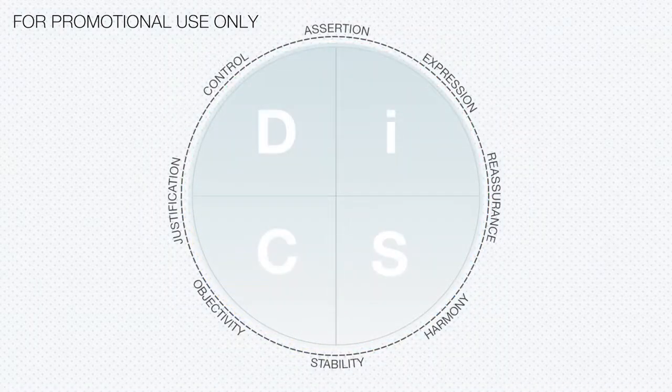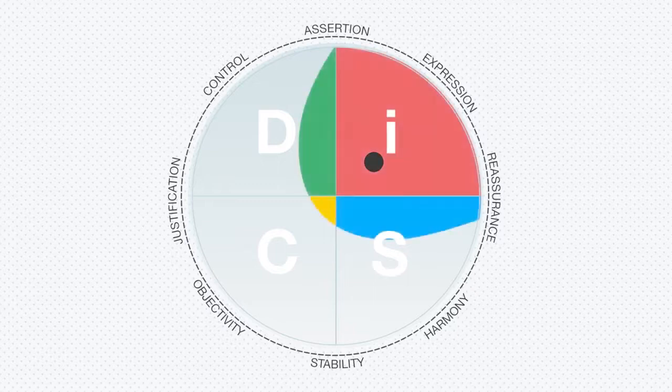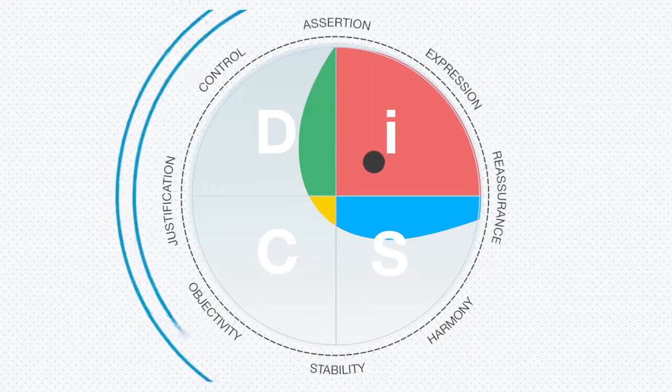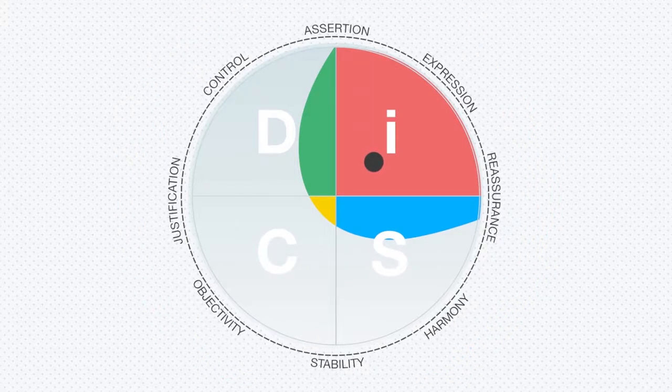Here's how it works. First, everyone has a dot. That dot tells you your DiSC style. And these words around the circle, they're called priorities. Together, they tell your story in conflict.